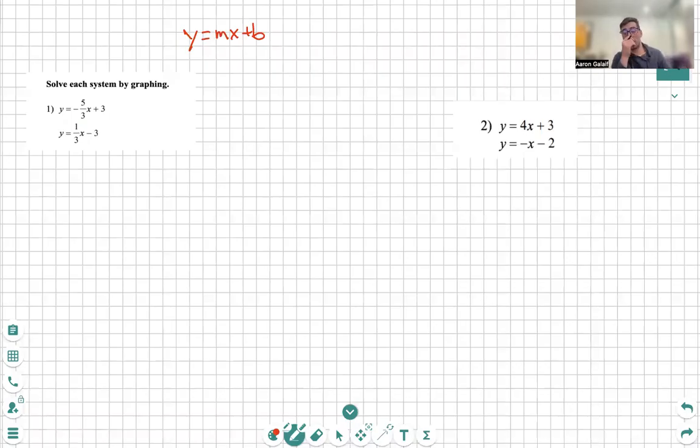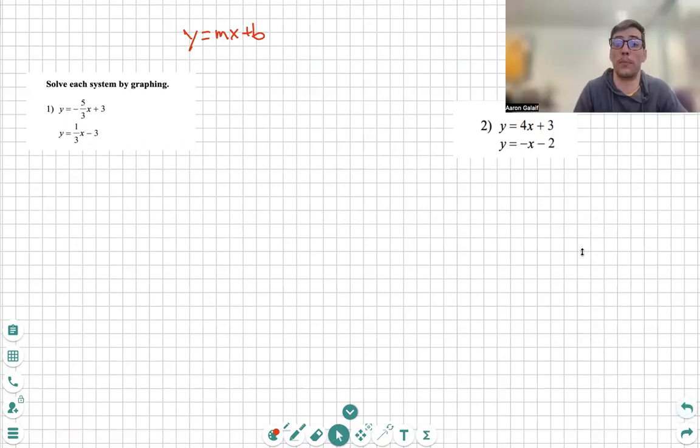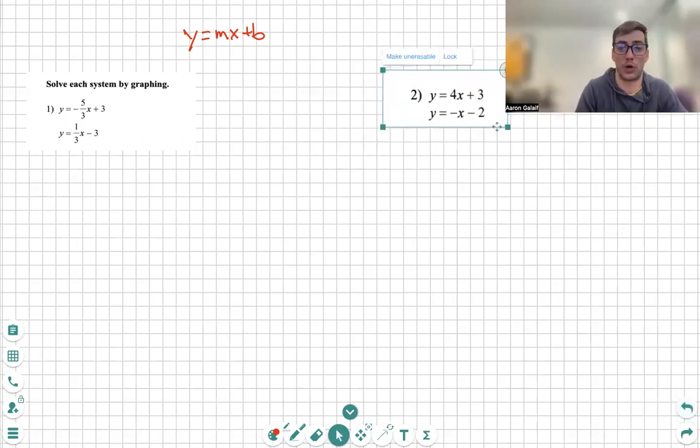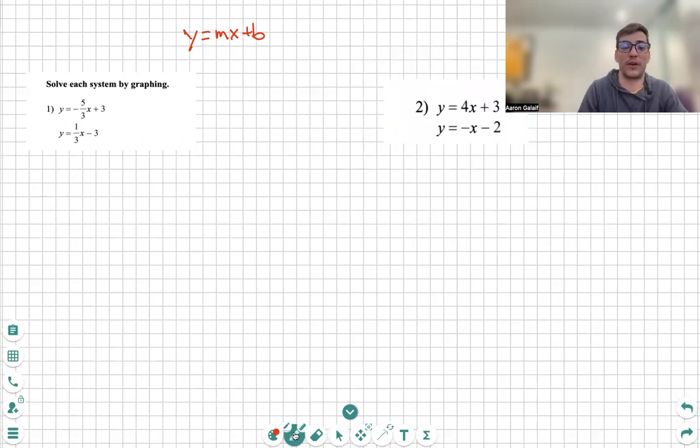Hello. In this video, we're going to go over solving systems of equations by graphing. We will specifically go over systems of two equations, and we will show you how to go about graphing this type of problem. When we are graphing, we are looking for an XY coordinate point that will intersect between the two lines.